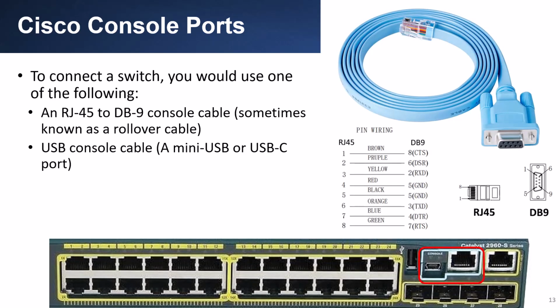To connect a switch, you would use a console cable, which may look like a standard Ethernet port, but has a different wiring compared to a standard Ethernet port. The RJ45 to DB9 console cable is sometimes known as a rollover cable.